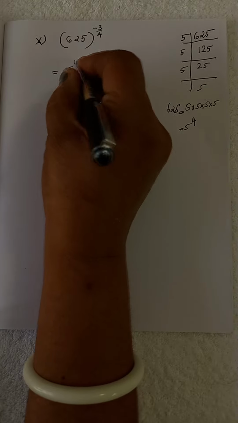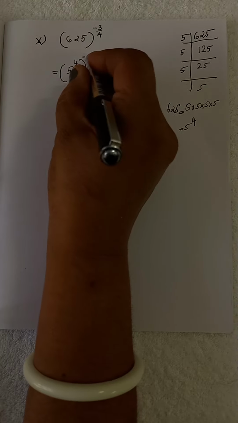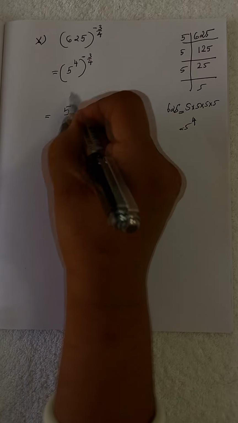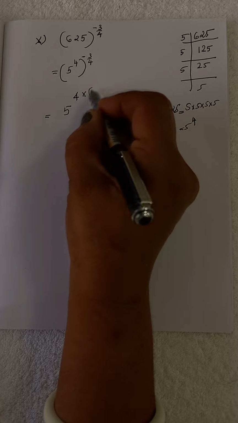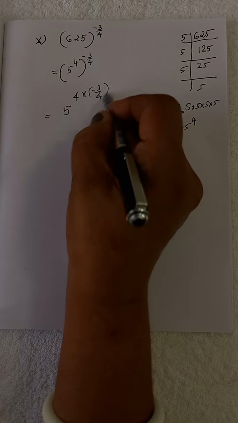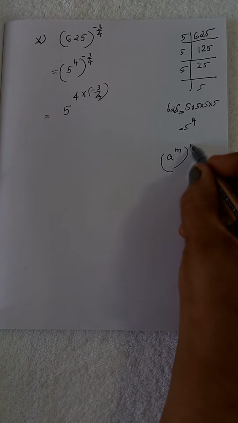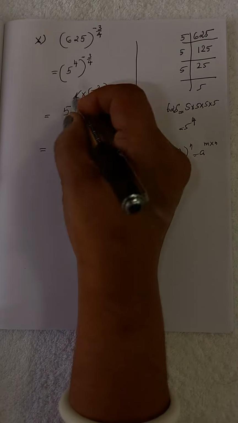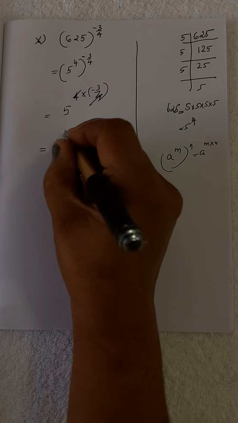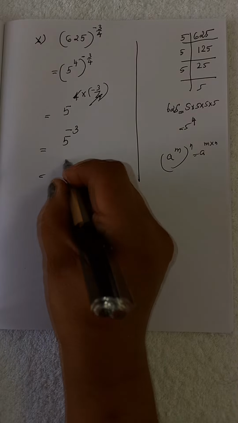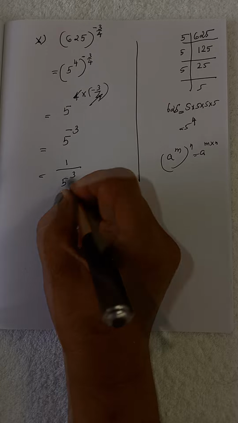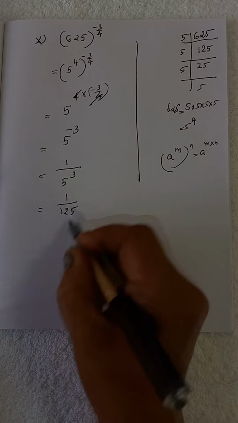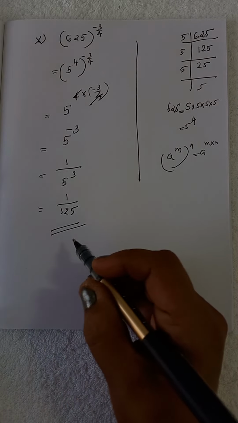So (5^4)^(-3/4). This is equal to 5^(4 into -3/4). (a^m)^n is a^(m into n). 4 and 4 can be cancelled. So this is 5^(-3). That is 1 by 5^3. That is equal to 1 by 125. So this is the answer.